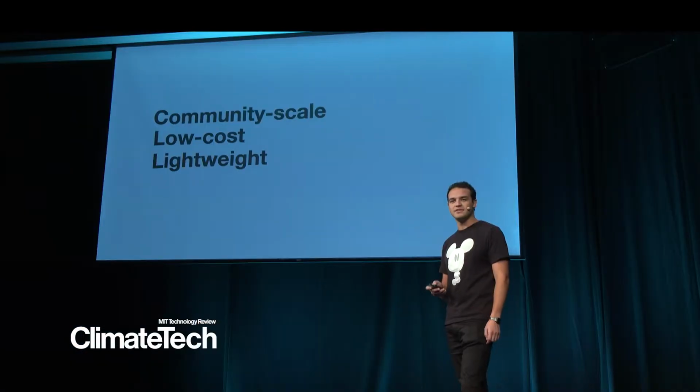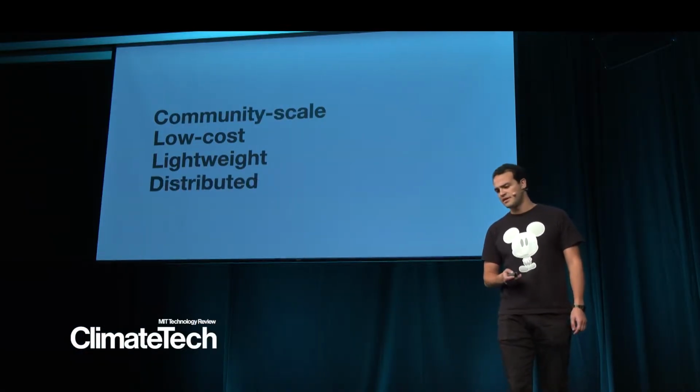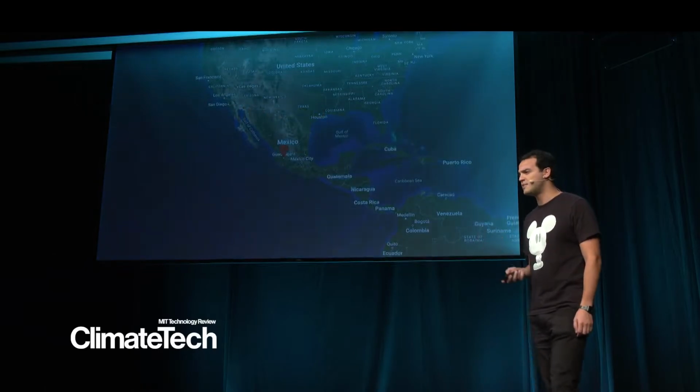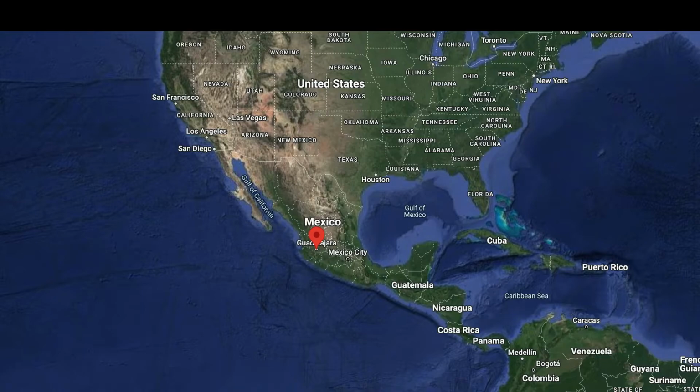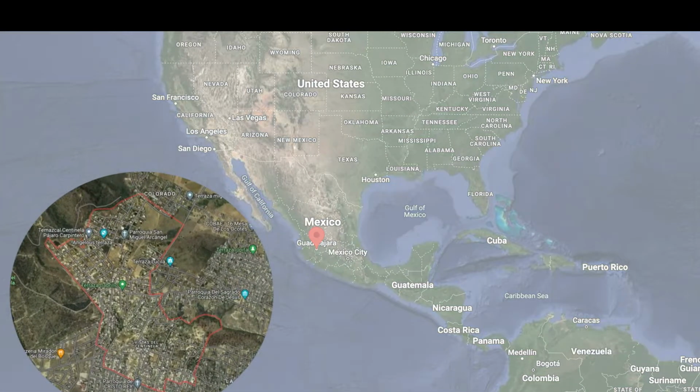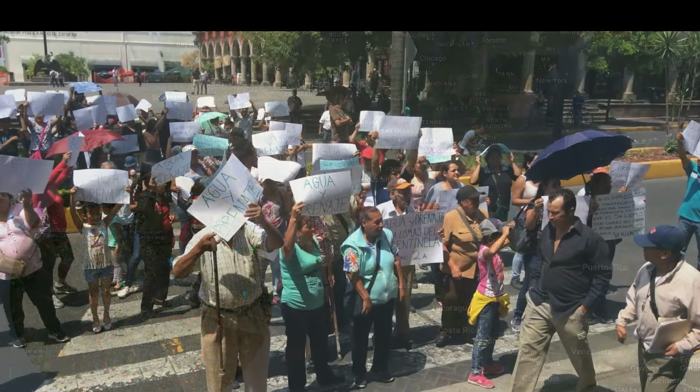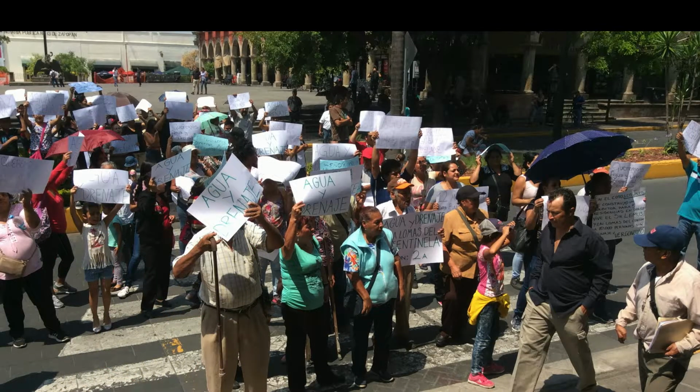At City Science, we're thinking of different systems that could help us to better address these problems. We believe that systems that are community scale, low cost, lightweight, and distributed can help us to better address these problems. To better develop these ideas, we're working in Mexico with an informal community in the northern part of Guadalajara. This community has been suffering with water scarcity problems for decades, and neither political agendas nor technological agendas have been able to solve them.